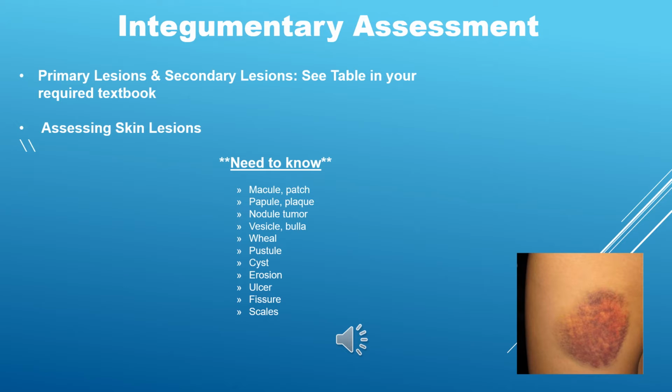Primary and secondary lesions. Assessing skin lesions. Nurses need to know the difference between primary and secondary lesion. Primary being the initial lesions and have the characteristics of the disease itself. Secondary lesion is the result from external causes such as scratching, trauma, infections, or changes caused by wound healing.